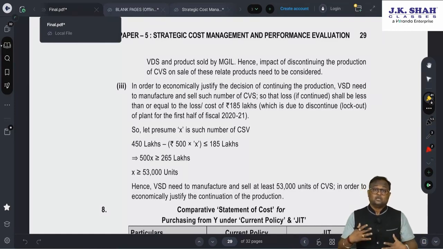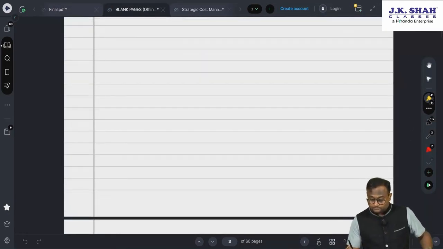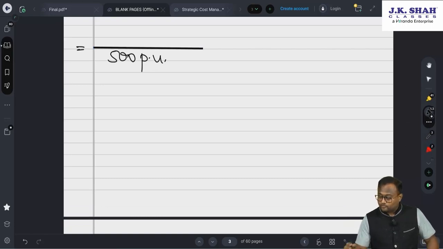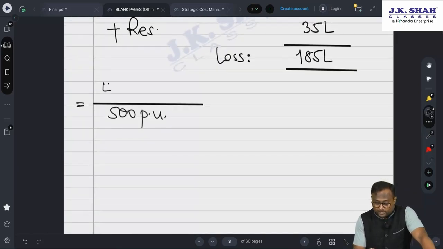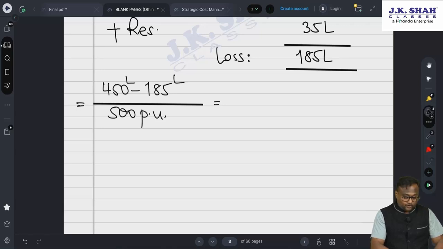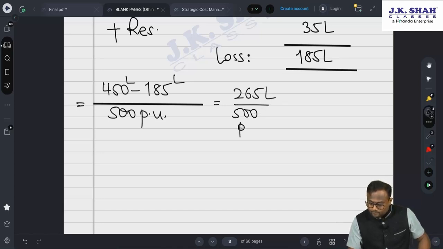And then the next part of this question is, what should be the quantity so that we can take a decision of shutting down the plant? Please understand one thing, your one unit gives you a contribution of 500. Out of your total 450, 185 is unavoidable fixed cost for you. So out of the total fixed cost of 450, if 185 is unavoidable, at least try to recover 265 from the customer.